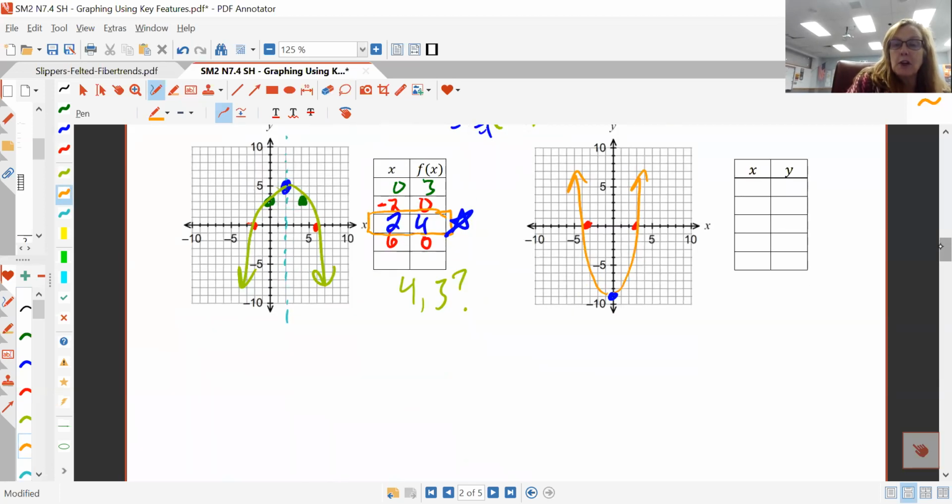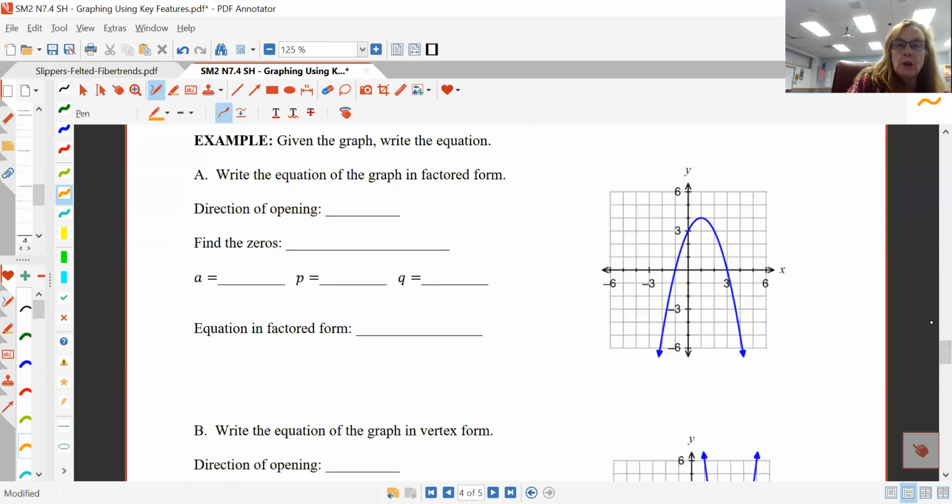Okay, we've already done a lot of work on that. But the other thing we want to be able to do, we're skipping down to page 4, I think, 3 or 4. I think this is page 3, actually. So we're skipping down to page 3, okay? And what we want to be able to do is if you're looking at a graph, you should also be able to generate an equation for that graph. So this one is asking you to do factored form, okay? So direction of opening is down. That means I know A is negative.